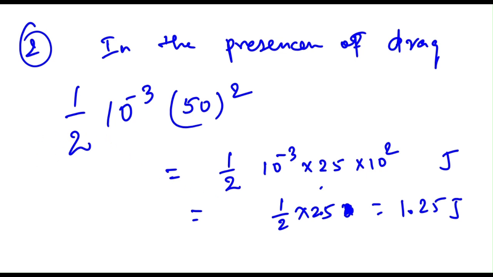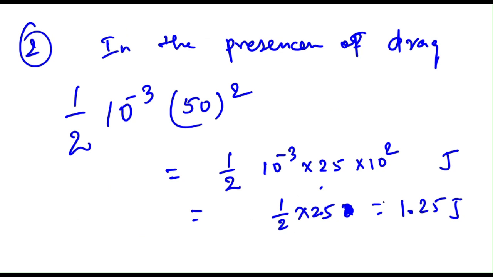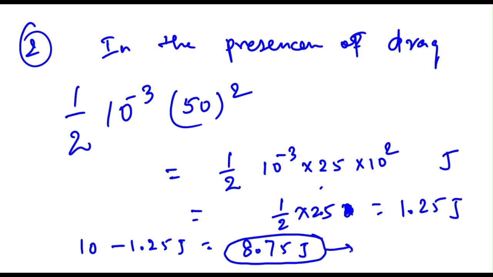Okay, so if there is no drag, the kinetic energy will be 10 joule, but due to this resistive force, the kinetic energy remains only 1.25 joule. So we can take a difference here, and that difference will be 10 joule minus 1.25 joule, and this will be 8.75 joule. Okay, this much work has been done by the resistive force, the work done by the resistive force on the raindrop.